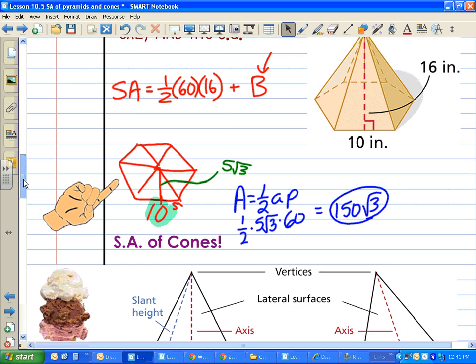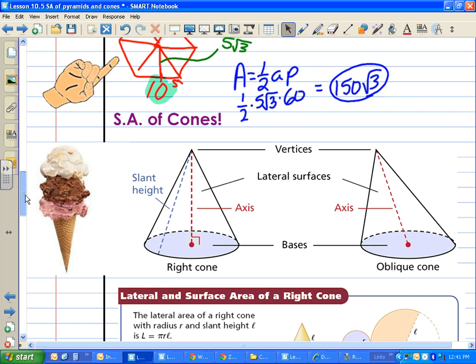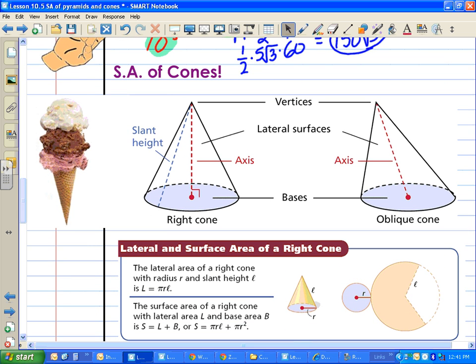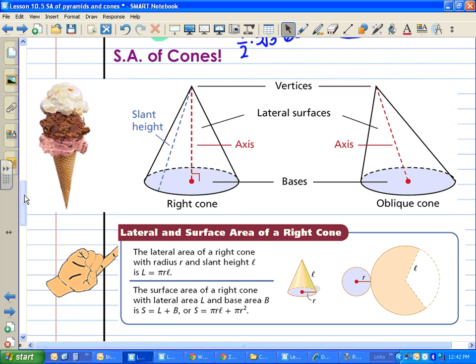Okay, so that's where we're at. We finished with that problem. If we need to do more practice, we'll do some in class, guys, on whiteboards, okay? We're going to go ahead and get going on this one right here, which is surface area of cones. And you should have the surface area of cones written down.